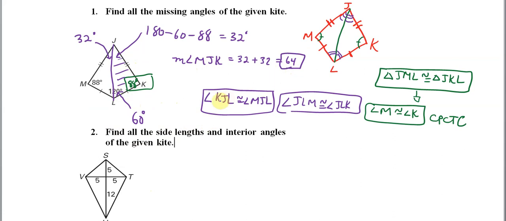And notice here, we've not only answered the question, but we've also deduced some additional information about all kites, right? So that two of their opposite angles here are in fact congruent to each other.